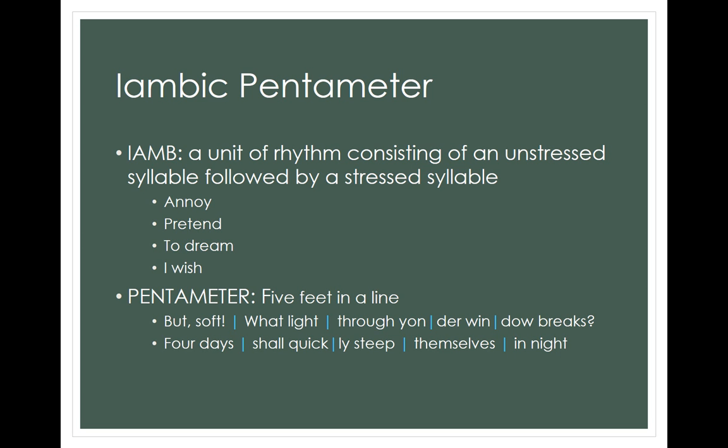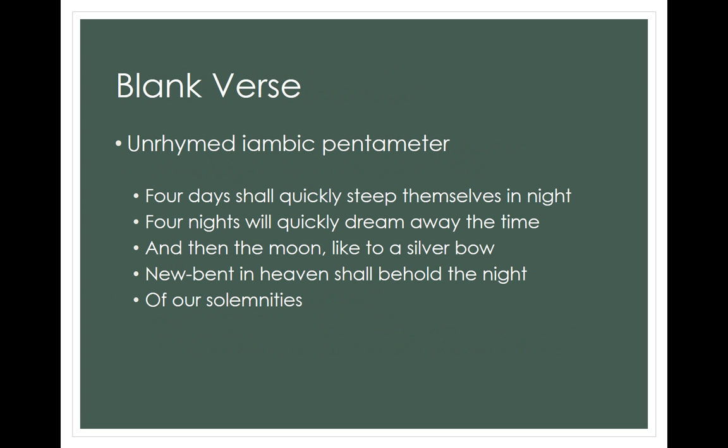So when we have iambic pentameter, but the lines do not rhyme, it's called blank verse. For days shall quickly steep themselves in night, for nights will quickly dream away the time, and then the moon, like to a silver bow new bent in heaven, shall behold the night of our solemnities. And you see how it changes a little toward the end, but this is clearly written in a pattern. Even though it doesn't rhyme, it has a clear pattern, and that would be considered blank verse.